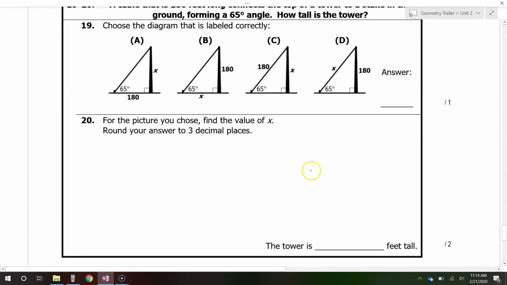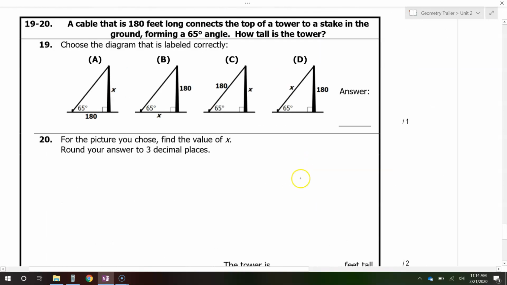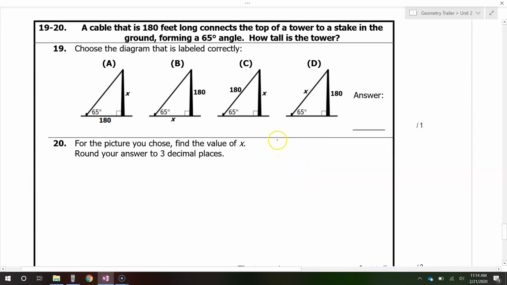Looks like we're down to the last problem. Other than, looks like there's a bonus. Okay, so what are we dealing with? A cable that is 180 feet long connects the top of a tower to a stake in the ground, forming a 65-degree angle. How tall is the tower?